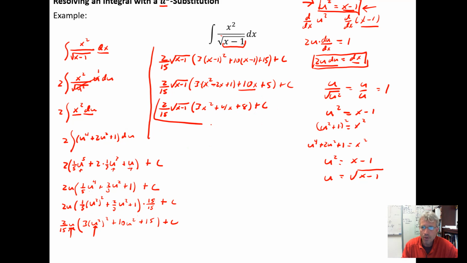And that's probably about as clean and simplified as I want to get it. We might consider, I'm not going to do it, but we might consider trying to factor this and see if it factors nicely. And if it did, it would actually be nice to write it in a factored form.